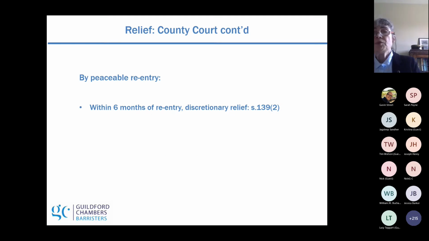In relation to relief in the county court after peaceable re-entry, the tenant can apply under section 139(2) within 6 months of the date on which the landlord recovers possession. And the court may, if it thinks fit, grant such relief as the High Court could have granted. But there is again a 6 months long stop.